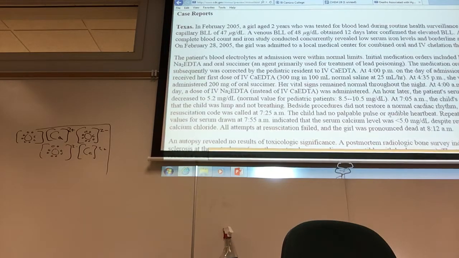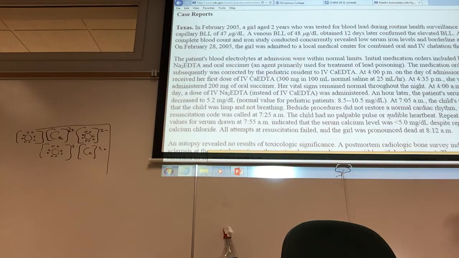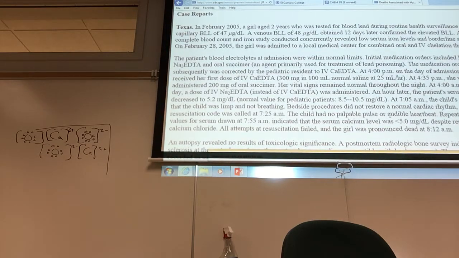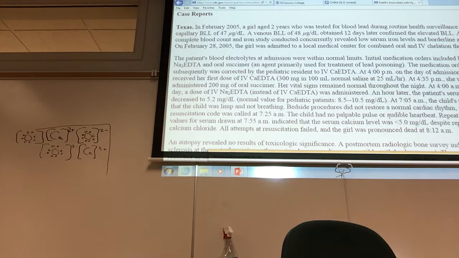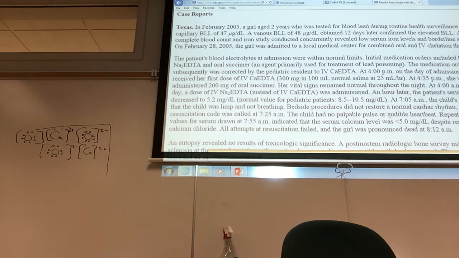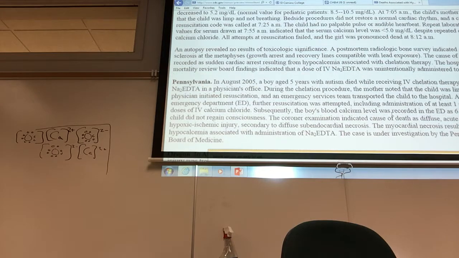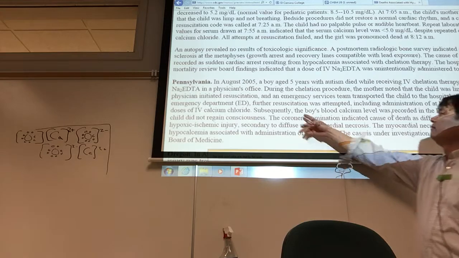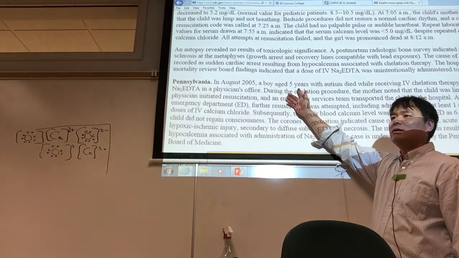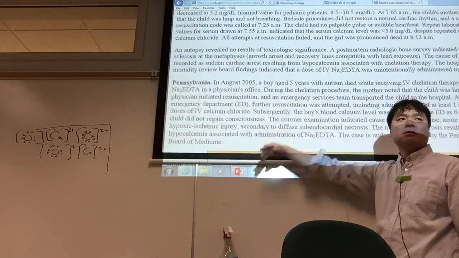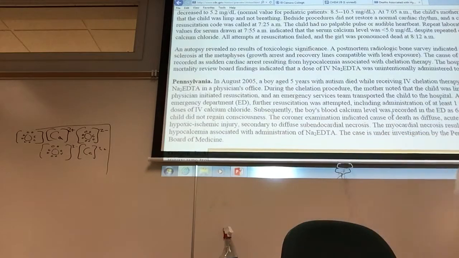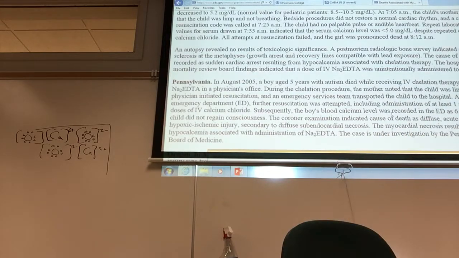I mean, between 4 a.m. and 8:12 a.m. You know, this is so hard to read. I mean, only 2 years old. Simple mistake. August 2005, a boy aged 5 years. Same tragic story. It's unbelievable.